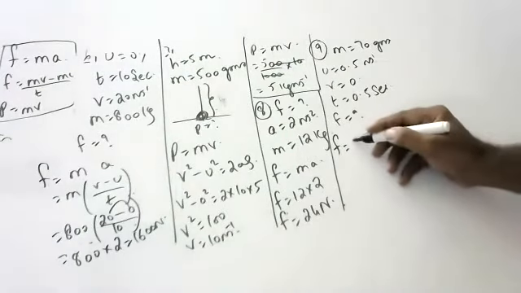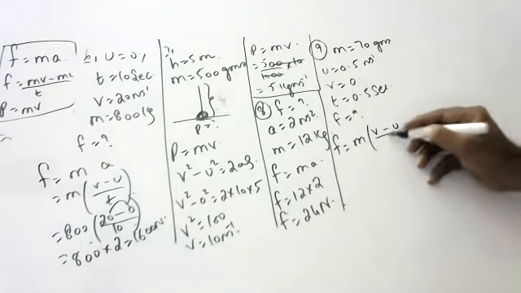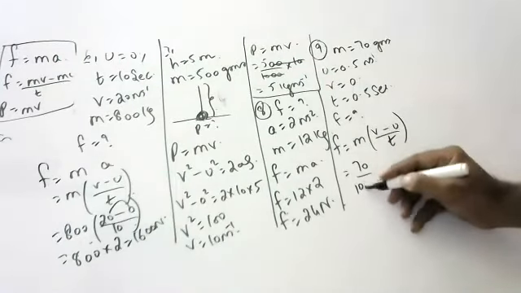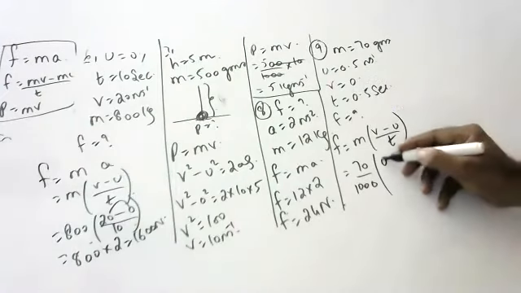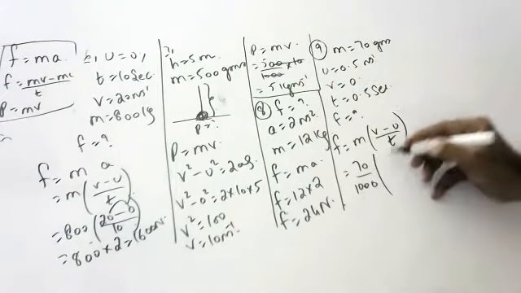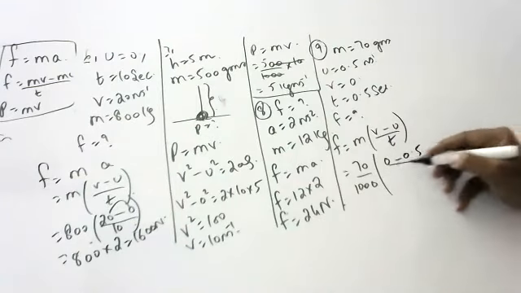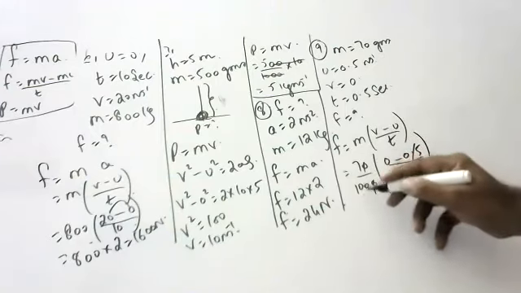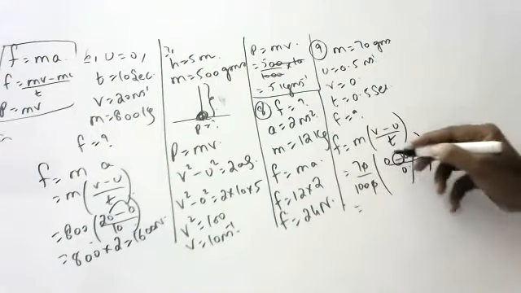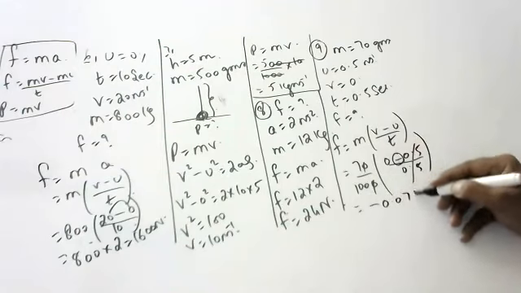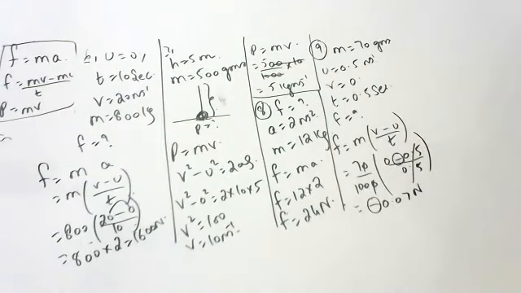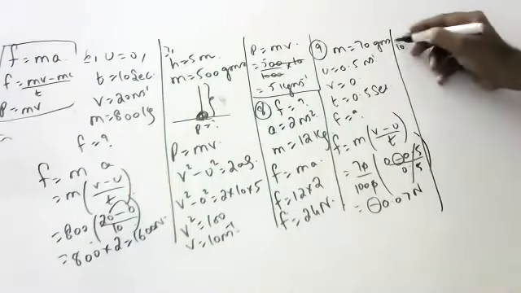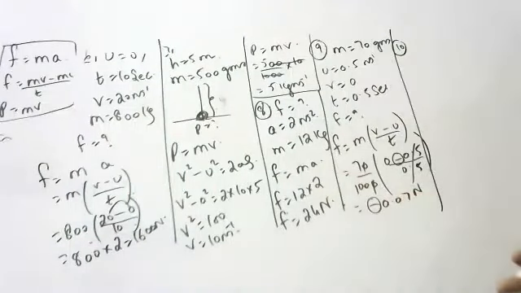Yes, ma'am. M into V minus U by T. Okay. 70 by 1000 into 0 minus 0.5 by 0.5. So this is gone. 7 by 100 means 0.07, and minus is there. Minus 0.07 Newton. Why did you get a minus amount? Because it is retardation. Because the ball is stopped. When the ball is stopped, it is retardation.